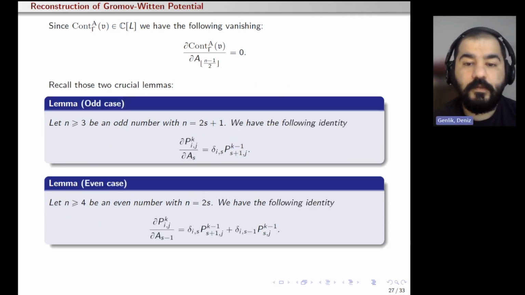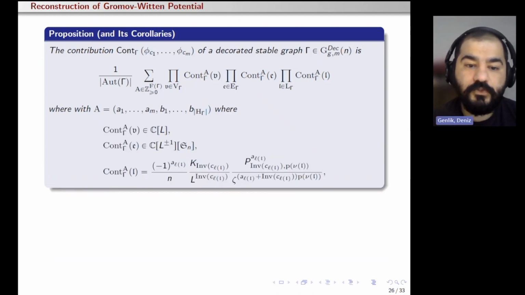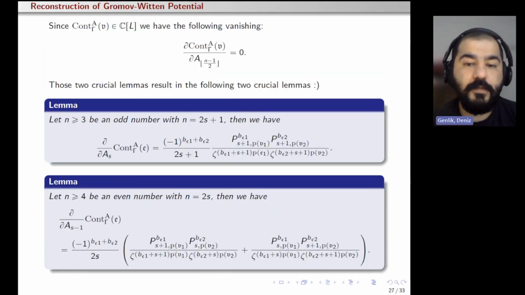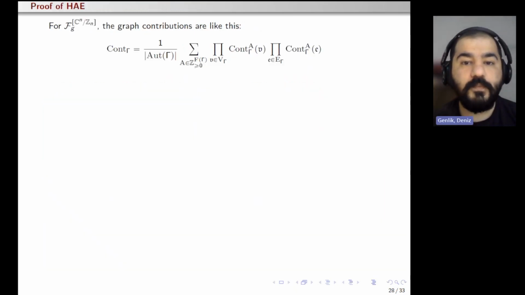But if you go a little bit back again, this is the leg contribution. Leg contributions have only one p and some scaling in front of them. So taking the derivative with respect to a_s of an edge contribution produces a product of two leg contributions in some sense. And this is the heart of the proof of the holomorphic anomaly.